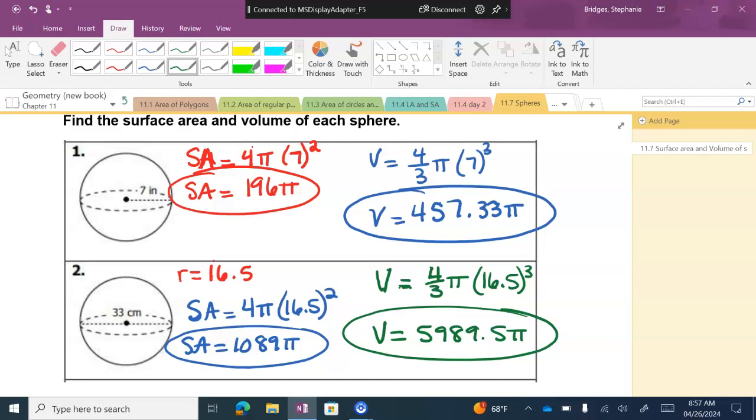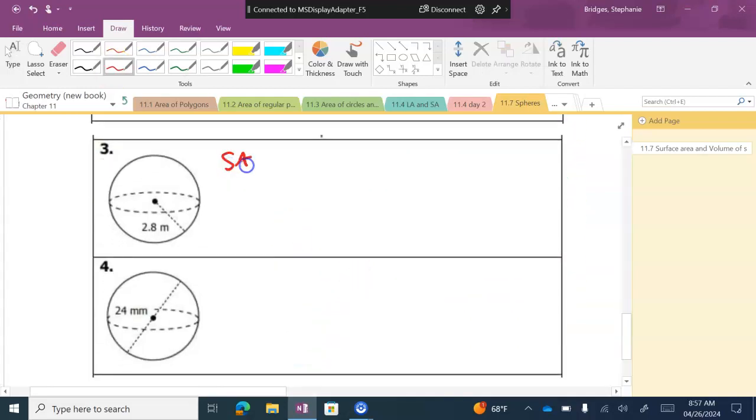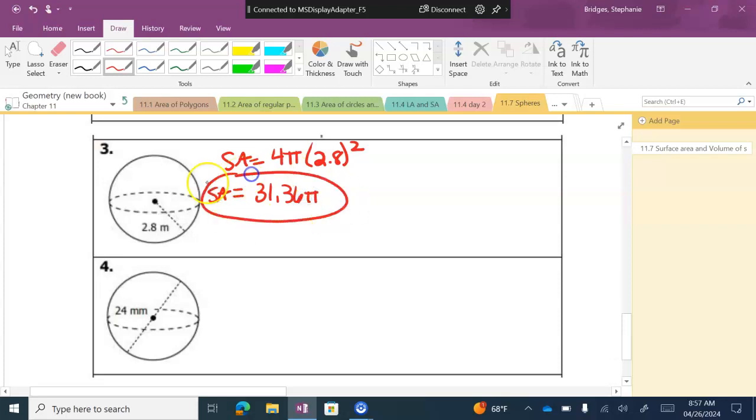All right, what is my radius in number 3? All right, so let's start with the surface area. That is 4 times pi times that radius squared. So I'm going to square 2.8, and then multiply that by 4, and then stick pi behind it, so 31.36 pi. That's what I saw in people's papers. And then for volume, that is not what I got. Really? How'd you get that? That's for the surface area. What you found was the volume.